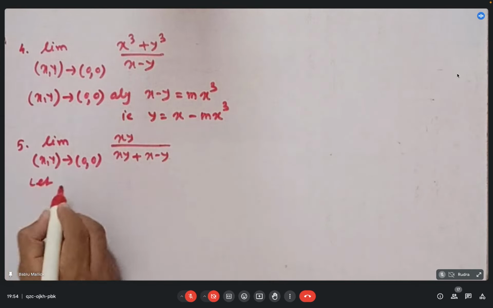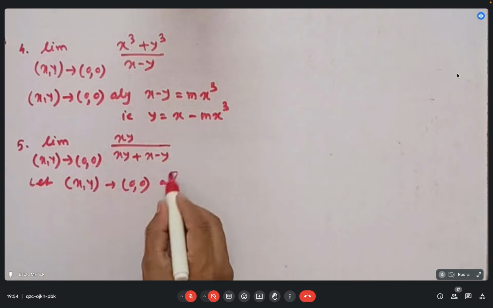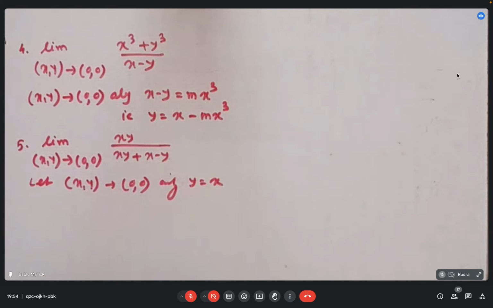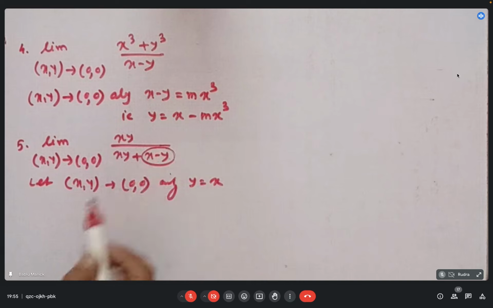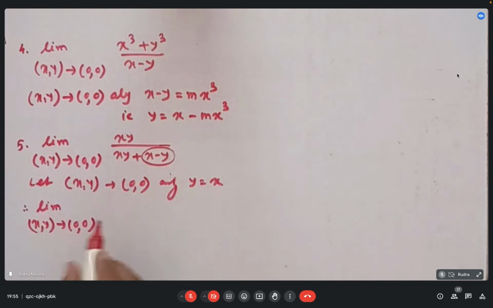Let (x, y) tend to (0, 0) along y is equal to x. If I put y is equal to x here, then this part will become 0. So then we are getting limit (x, y) tends to (0, 0), this will become xy divided by xy, that is equal to 1.